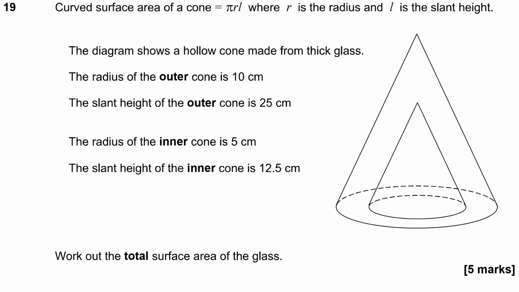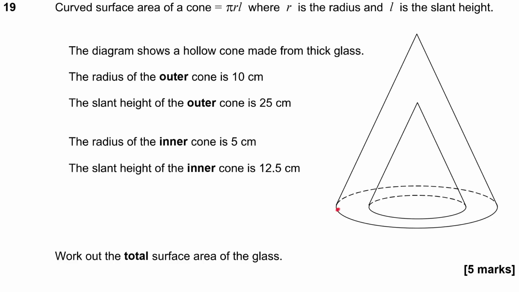Okay, question 19, we're reminded of the formula for the surface area of a cone, which is pi RL, and we are given a diagram which shows a hollow cone made from thick glass. So the radius of the outer cone is 10 centimeters, the slant height of the outer cone is 25. So let's add those into the diagram. So the radius of the outer cone is 10.